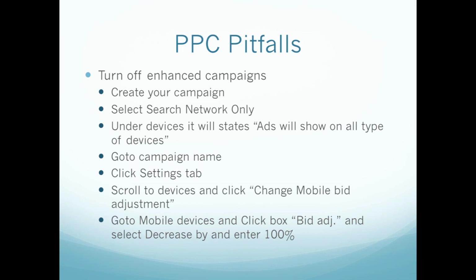Under devices, it will state ads will show on all types of devices. Then you go back to the campaign name, click on the Settings tab, scroll to devices and click Change Mobile Bid Adjustment. Go to mobile devices and click the box Bid Adjust, select Decrease By and enter 100%. So you're decreasing the amount of money that you spend on mobile device ads by 100%. That way you're focusing your campaign on desktops only.